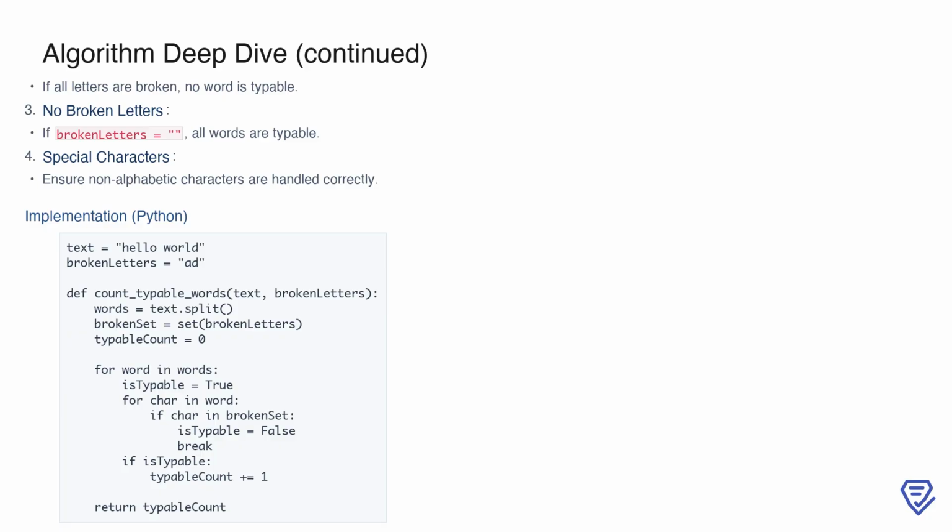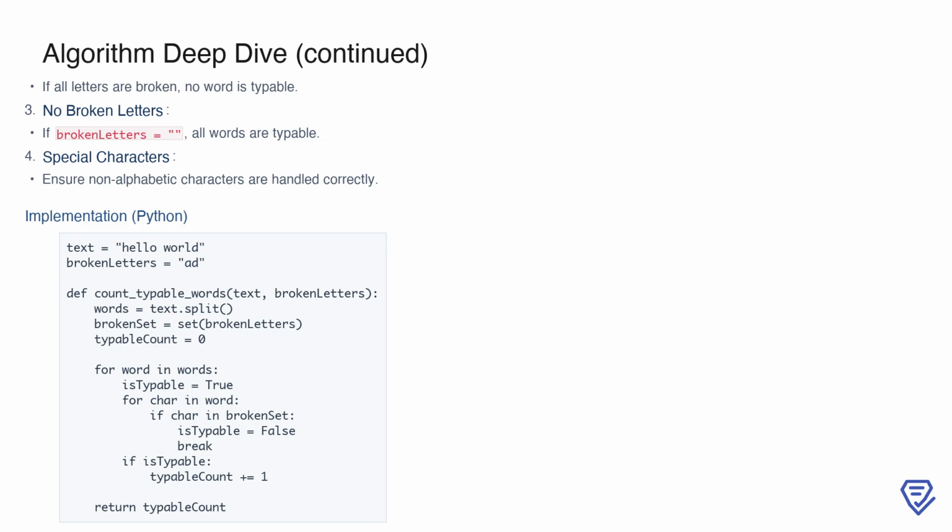Additionally, we must handle special characters, such as punctuation, correctly. These should not interfere with the algorithm's ability to determine whether a word is typable. Overall, the algorithm is designed to handle these situations gracefully.